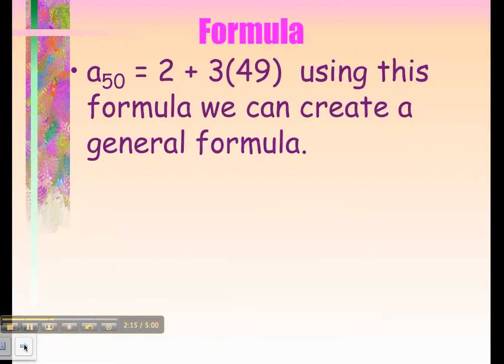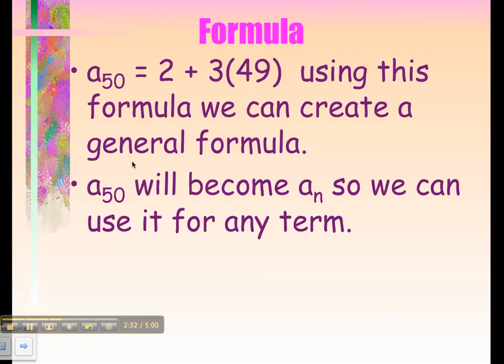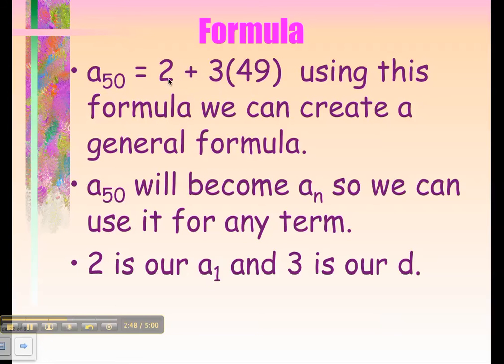So what if I wanted to create a general formula for what we are using? Well, here is my given formula for what we just did. Now, what I see here is that I can take all of these numbers that I've used and replace them with the general terms that we know from before. So let's take a sub 50 and call it a sub n. So we're finding the nth term. If we do that, then the number 2 becomes a sub 1 because it's the first term in the sequence, and 3 is the common difference.